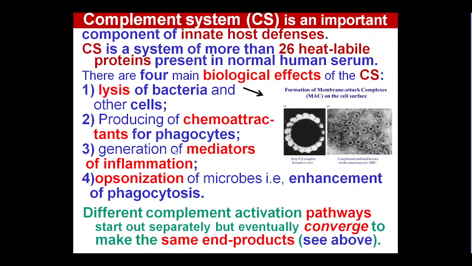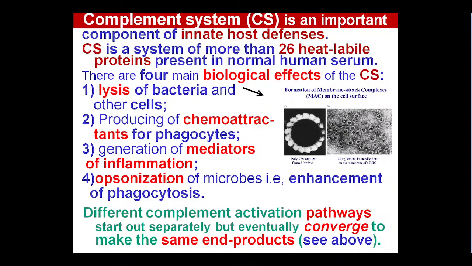Third effect, generation of mediators of inflammation. Mediators of inflammation, for example, histamine, increase blood flow in the vessels, and in this way increase the vascular permeability and the accumulation of liquid and immune cells in the infected area.